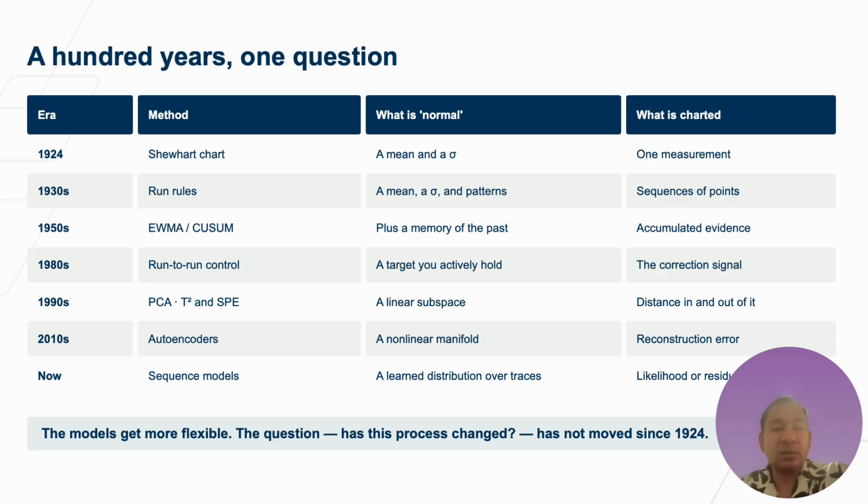1980s, run-to-run control, normal is a target you actively hold, and as we saw, the thing worth charting becomes a correction signal. 1990s, PCA with T-squared and SPE, normal is a linear subspace, you chart the distance inside and outside it. 2010s, autoencoder, normal is a nonlinear manifold, you chart the reconstruction error. Now, sequence models, normal is a learned distribution over whole traces. Read down the third column, that is the only thing that changes, the shape you allow normal to be. Your model gets more flexible. The question, has this process changed, has not moved since 1924.